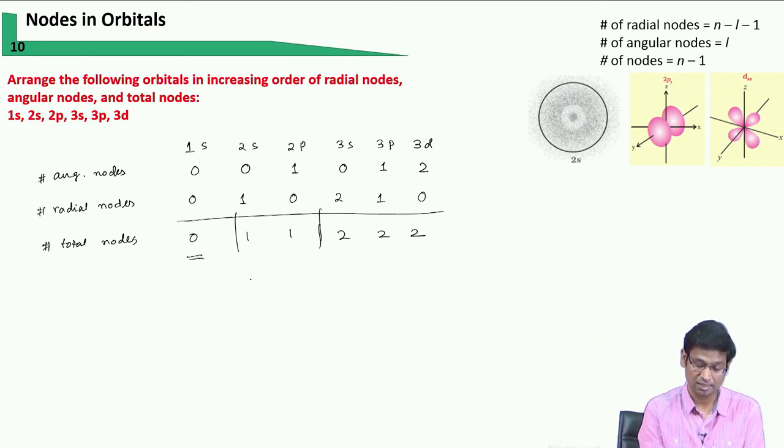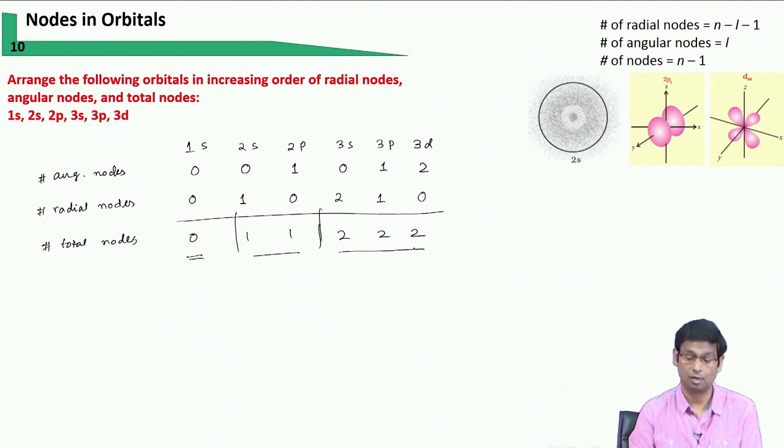You see, for 1s it is 0, 2s and 2p both have 1 node, and 3s, 3p, 3d all have 2 nodes each. Because the total number of nodes is given by n minus 1, and 3s, 3p, 3d have the same value of n, that is 3, the total number of nodes is 2.